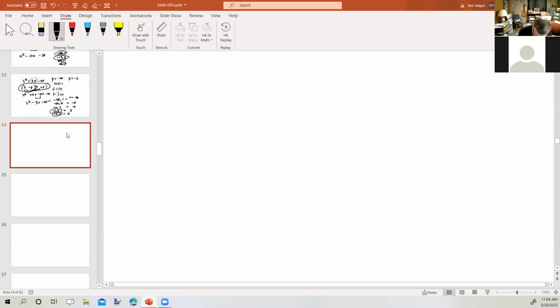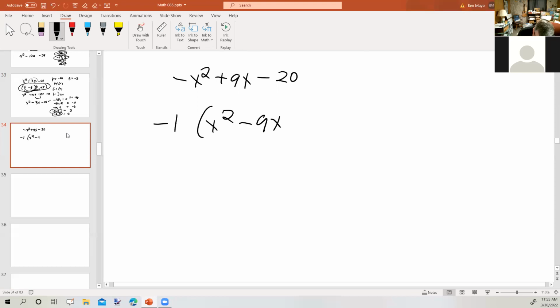Let's see here. Negative x squared plus 9x minus 20. So here we have a trinomial that's in descending powers or standard form, but it doesn't have a leading coefficient of a 1. It has a leading coefficient of a negative 1. So just like we did in the previous section, we're going to factor out that negative 1. Okay. Now we'll take the trinomial that's in the parentheses and factor it.